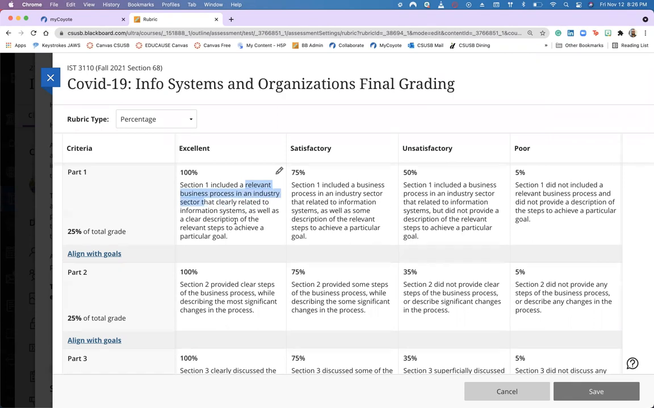Food industry, entertainment industry, clothing, entrepreneurship, anything that you can think of where you can identify a business process. Okay, that's going to be the first section.